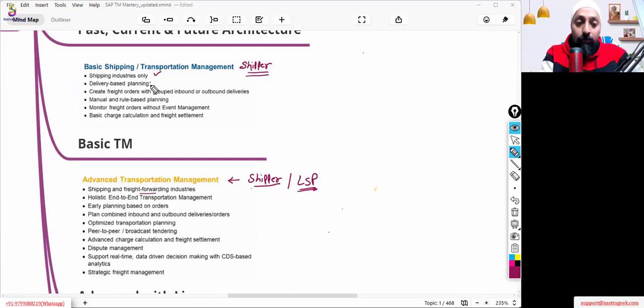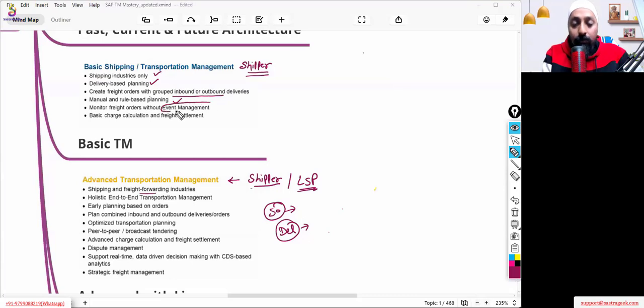You can only do the delivery-based planning, means your shipment or your freight orders can be created from the delivery. Here you can use both. From sales order itself, you can start your transport planning, and from delivery also, you can start your transportation planning. Both options will be there. In the basic shipping, you would be able to create freight orders with the grouped inbound or outbound deliveries. And you need to do the manual or rule-based planning. Manual planning, you need to do it.